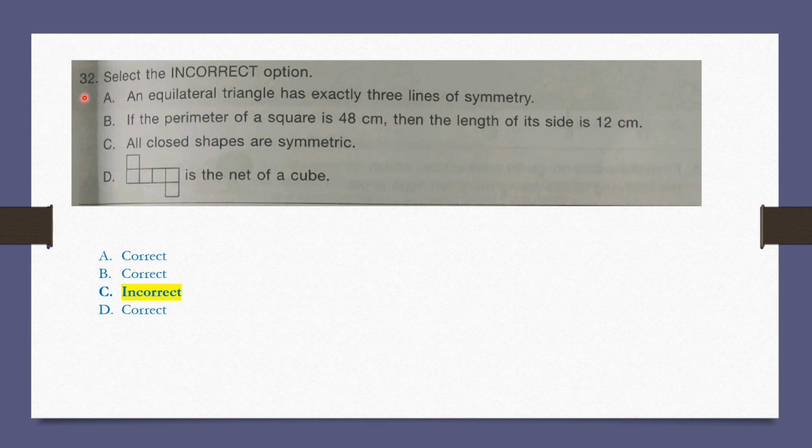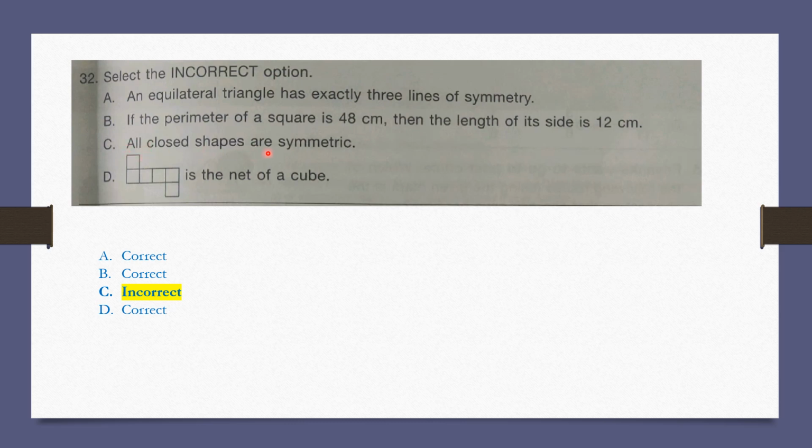Question number 32. Select the incorrect option. A. An equilateral triangle has exactly 3 lines of symmetry. So this is the correct one because all 3 lines are of same length. So it has 3 lines of symmetry. B. If the perimeter of a square is 48 cm, then the length of a side is 12 cm. So length of the side will be 48 divided by 4, which is 12 cm. So this statement is also correct.